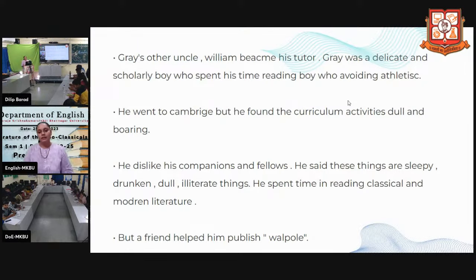Gray's other uncle, William, became his tutor. Gray was a delicate and scholarly boy who spent his time reading, a boy who avoided athletics. He went to Cambridge, but he found the curriculum activities dull and boring. He disliked his companions and fellows. He said these things are sleepy, drunken, dull, illiterate things. He spent time reading classical and modern literature, but a friend, Walpole, helped him publish.